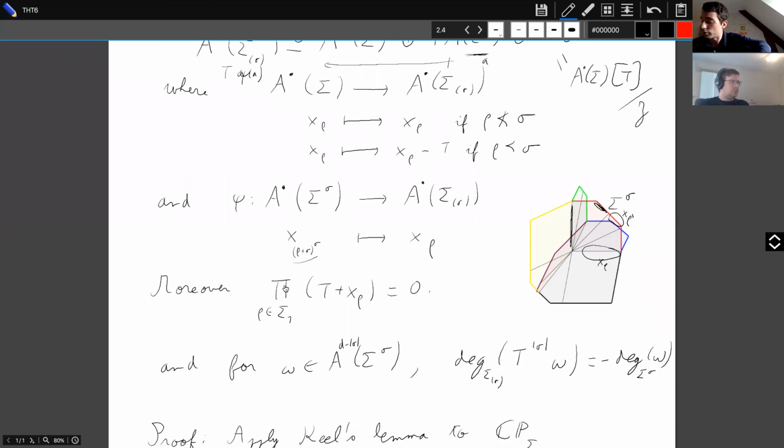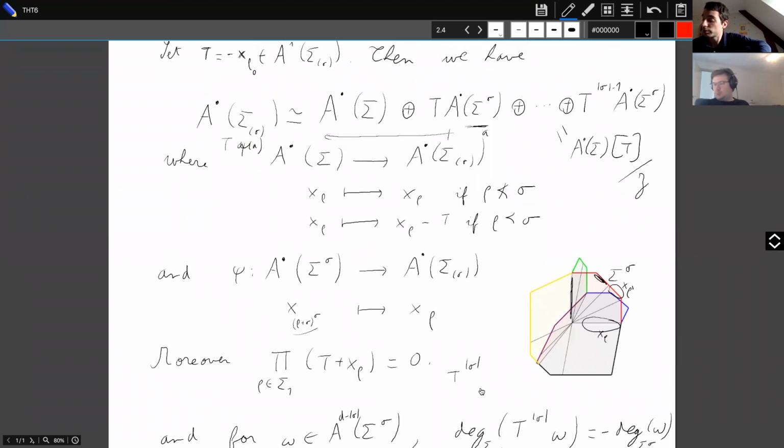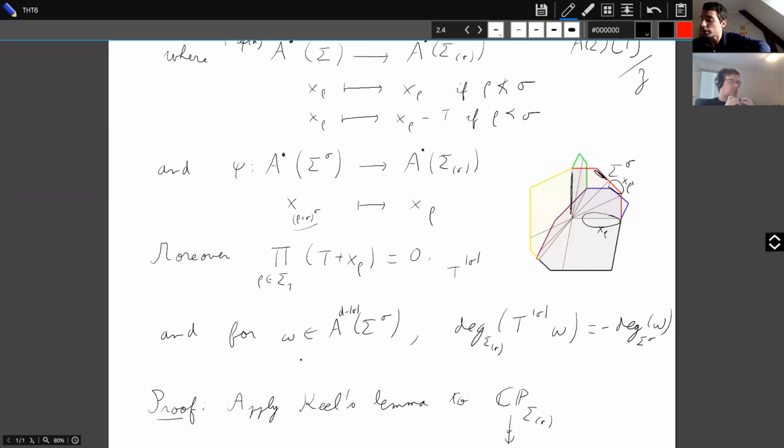So moreover, we know how to compute T to the sigma. And in particular, we can prove that if you have omega, which is in the top dimensional part of the churning of the sigma, then you have a correspondence between the degree of omega seen in sigma and the degree of omega where you multiply by T to the sigma, and there is a minus between both. So we understand everything. All right, it's a bit complicated, but it's okay.